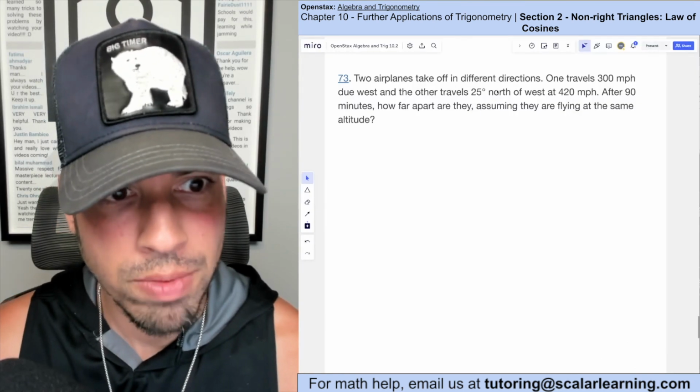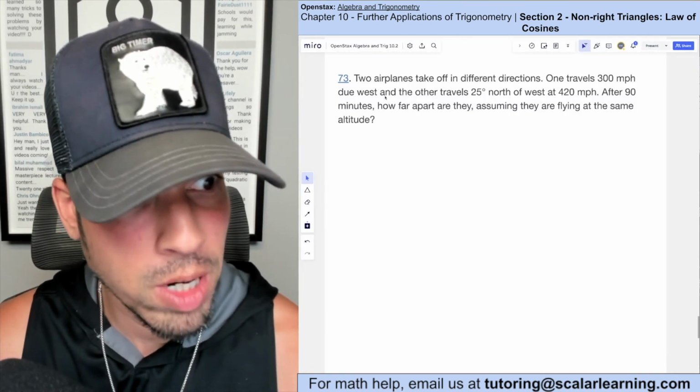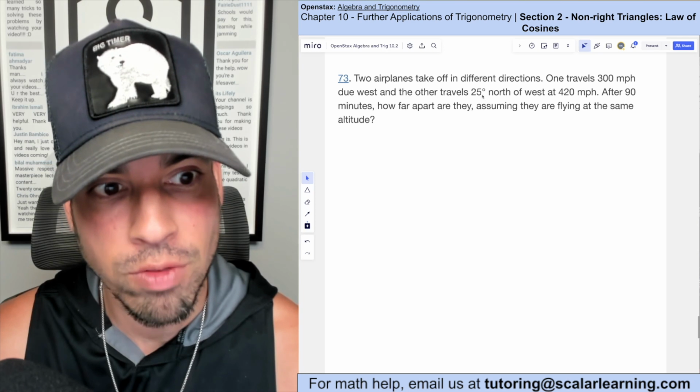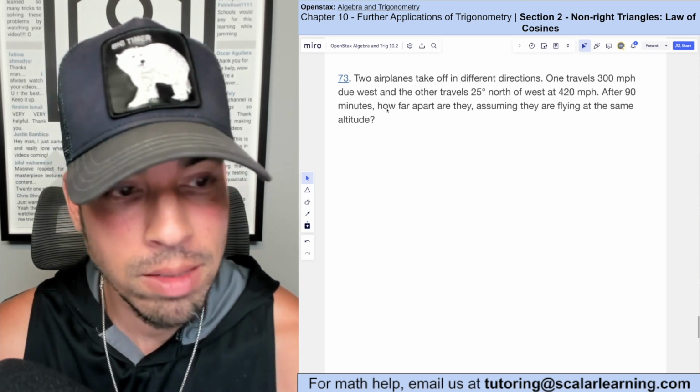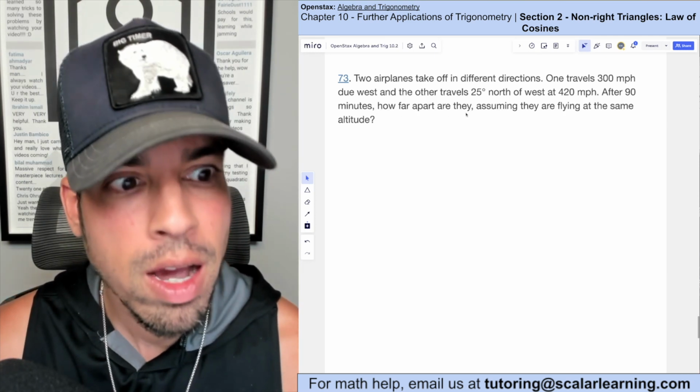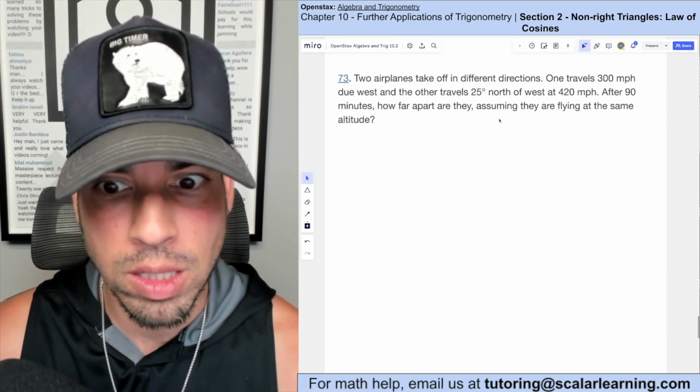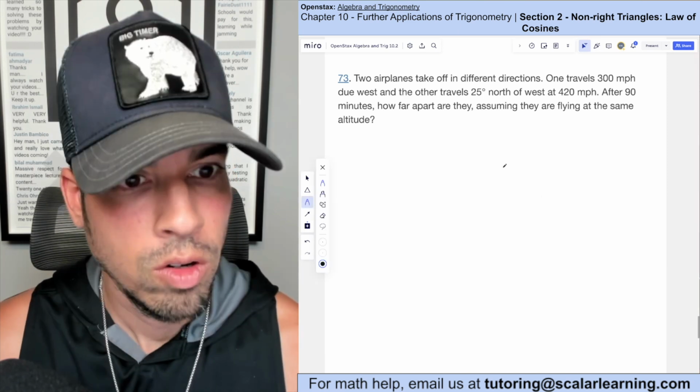Two airplanes take off in different directions. One travels 300 miles per hour due west, and the other travels 25 degrees north of west at 420 miles per hour. After 90 minutes, aka 1.5 hours, how far apart are they, assuming they are flying at the same altitude? Okay, so let's draw this out.